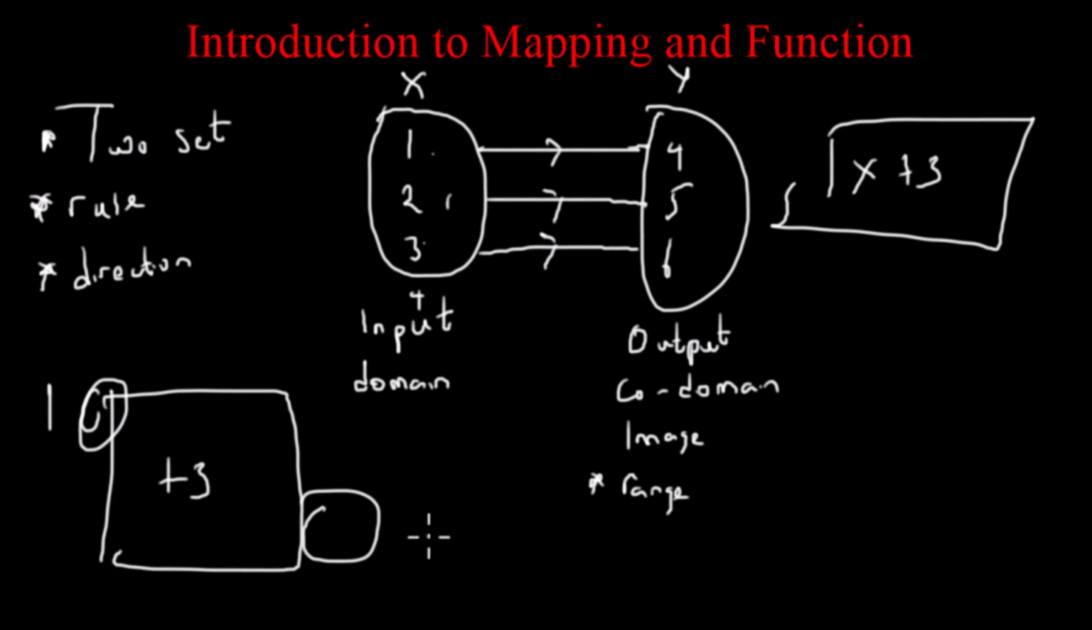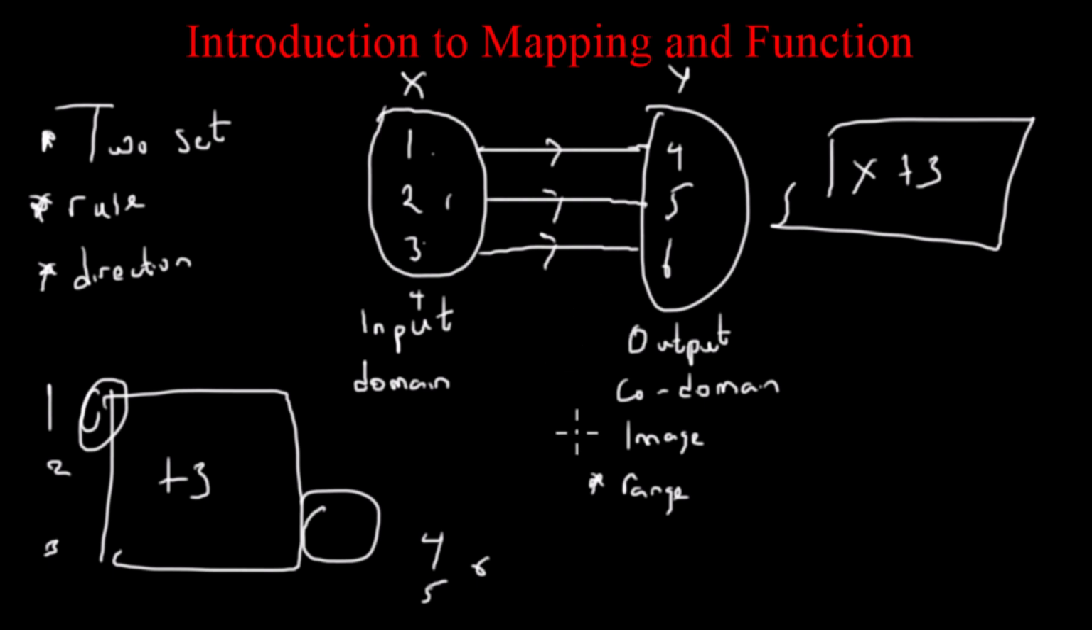1 plus 3 gives me 4. So if I were to put in 2, 2 plus 3 gives me 5. If I were to put in 3, 3 plus 3 gives me 6. So that's what mapping is trying to tell us about.